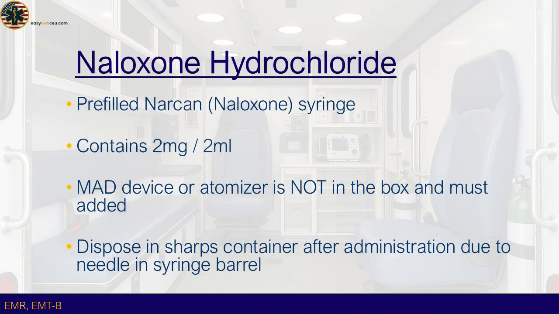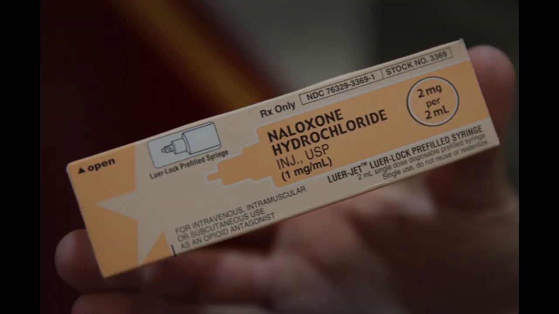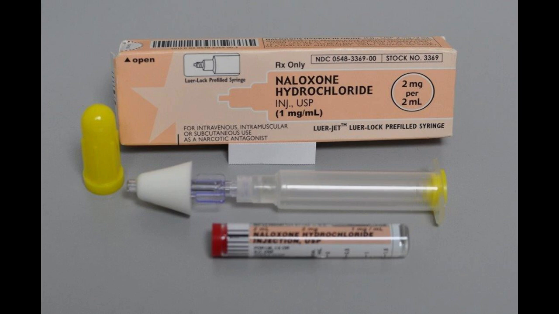The pre-filled Narcan, or naloxone, syringe contains a standard dose of 2 mg in 2 ml of solution. It's important to note that the MAD device, also known as the mucosal atomization device or atomizer, is not included in the box and must be added separately before use. Once the medication has been administered, the entire syringe should be disposed of in a sharps container. This is crucial because there is a needle embedded within the syringe barrel, which poses a safety risk if not handled properly. Always ensure proper disposal protocols are followed to maintain scene safety and prevent accidental needle sticks.